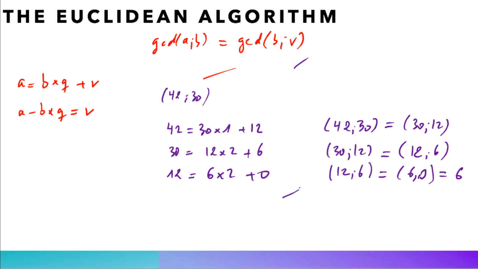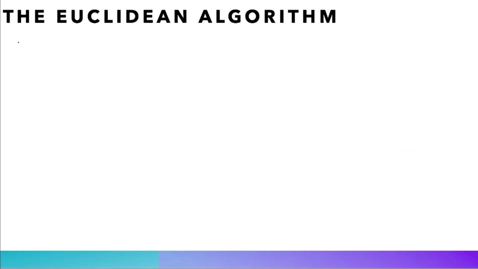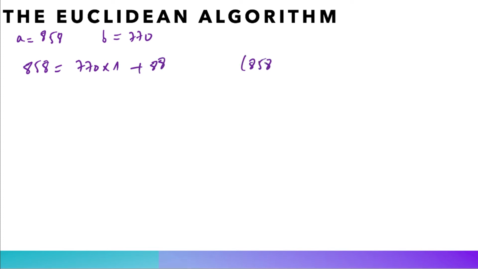Division with remainder actually speeds up subtractions drastically when our numbers are very big, which I hope is obvious to you. Let us now take another example and compute the GCD of a equals 858 and b equals 770. We begin by dividing 858 by 770 to get 858 equals 770 times 1 plus 88, and this means that the GCD of 858 and 770 is equal to the GCD of 770 and 88.